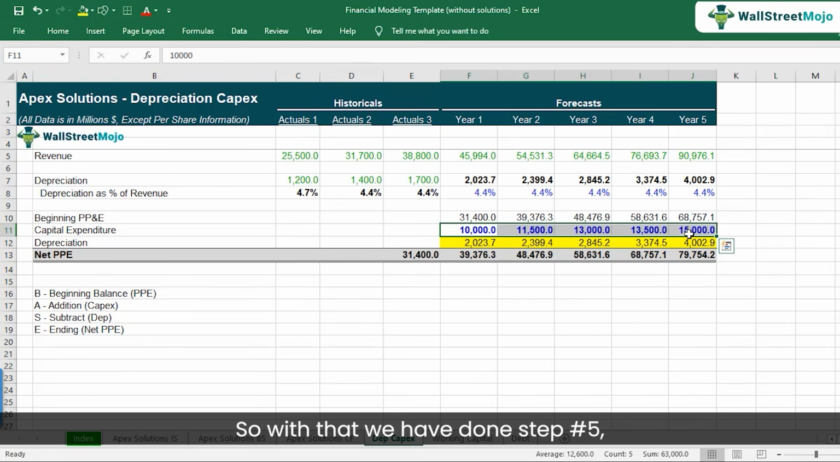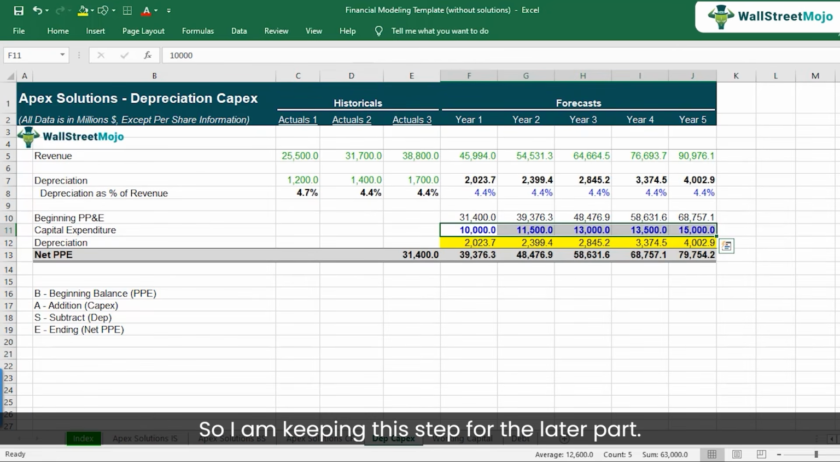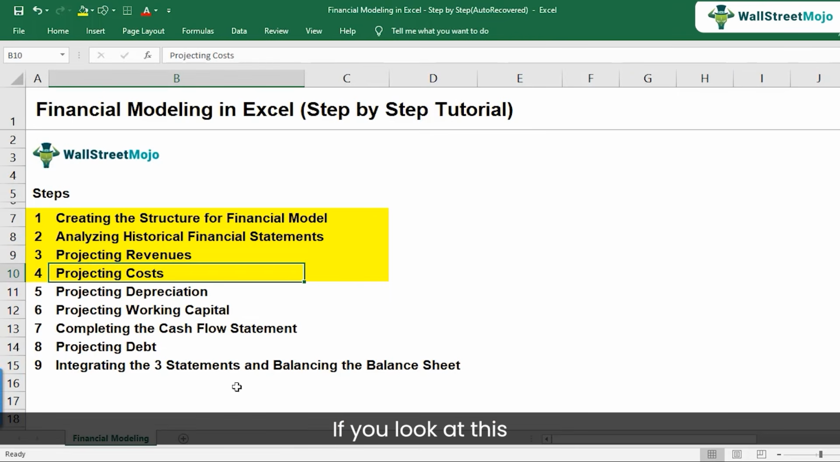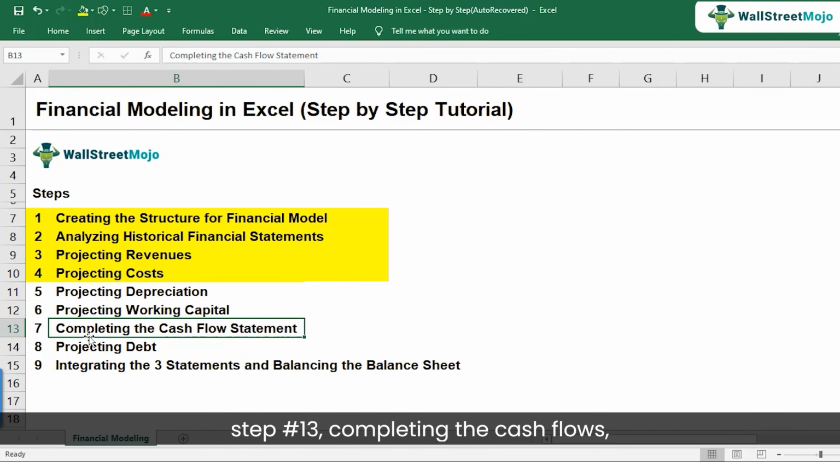So with that, we have done step number 5, that is projecting the depreciation and capex. But there is one more step that is needed here, and that is all about linking it back to the respective cash flow statement. Okay, so I am keeping this step for the later part. If you look at this step number 13, completing the cash flows, I'm keeping it for step number 7.